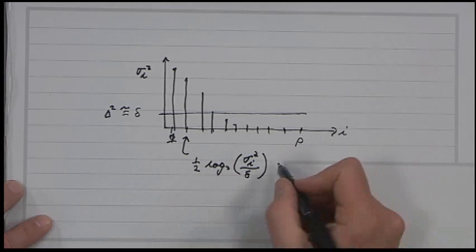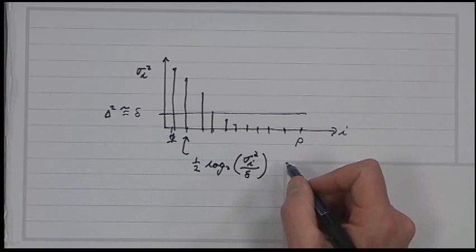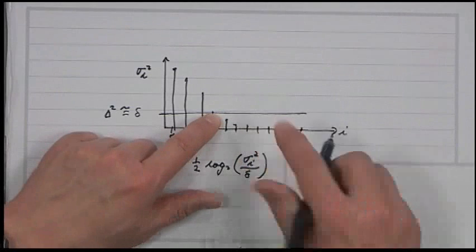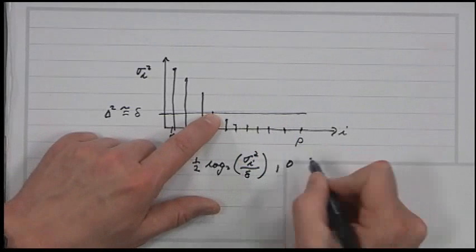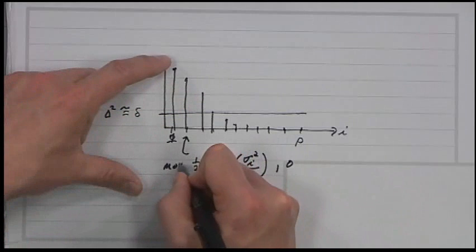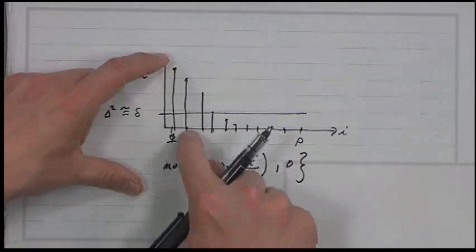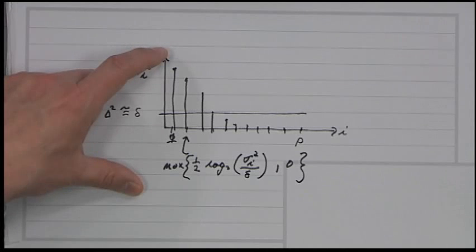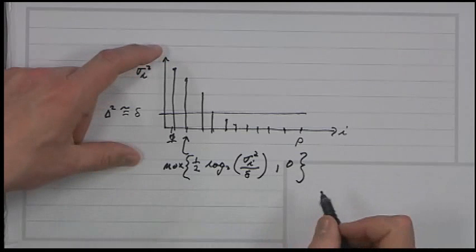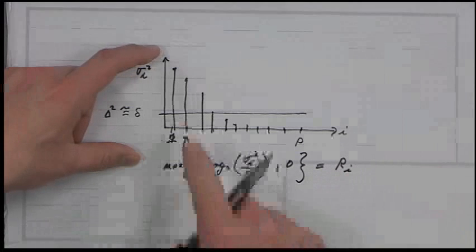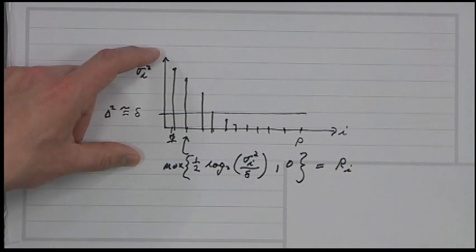If that's greater than 0, that's what I have to send. If it's less than 0, it means that this thing fell below the value. So I take this, I take 0, and I take the max of that. And that's how many bits I have to send for that component. So this is the rate. You might call this R sub I. So it's the rate for the ith component. It's the number of bits I have to send for the ith component.